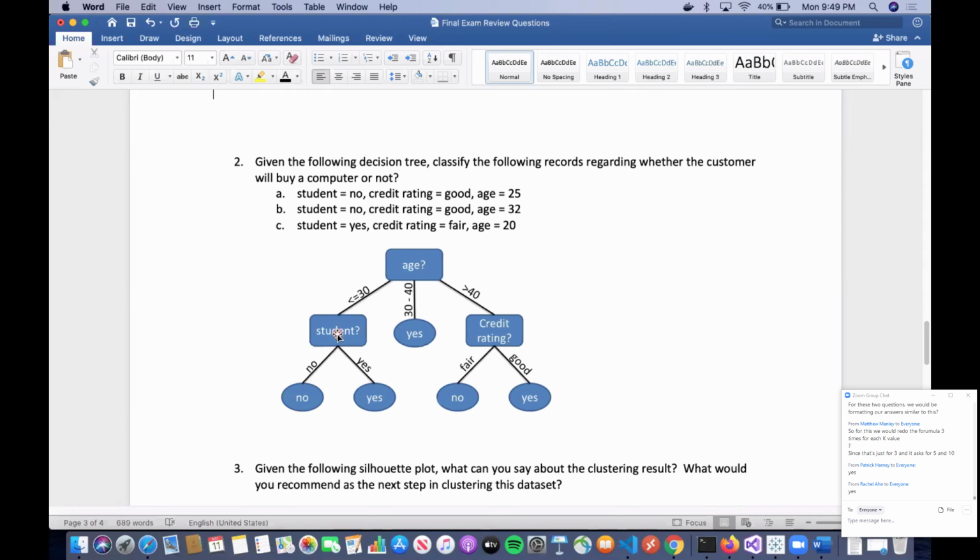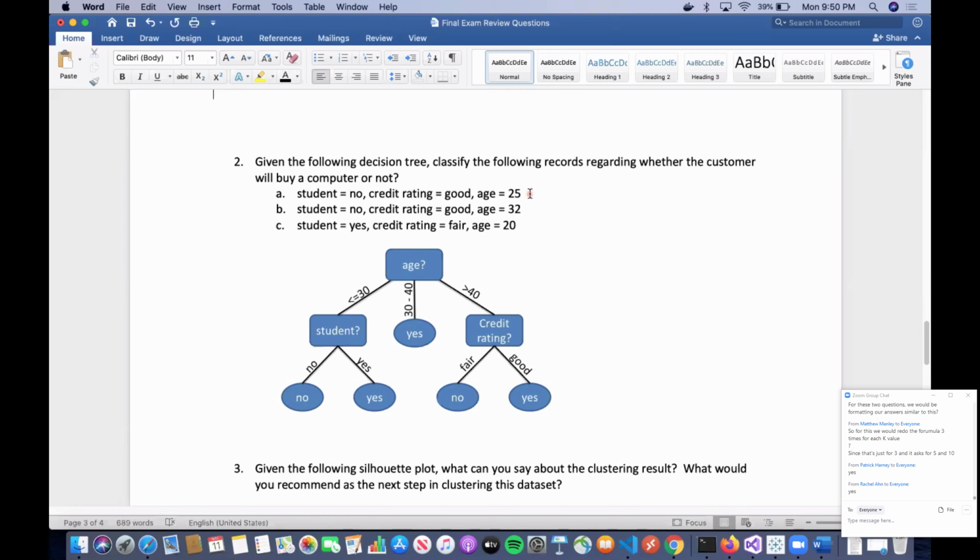So we also have to check to see if the customer is a student. If the customer is a student, then the leaf node says yes, the customer is going to purchase a computer. But if they are less than 30 and they are not a student, then they are not going to purchase a computer. So that's exactly what you have. These are the scenarios. So student, no, and credit rating, good.